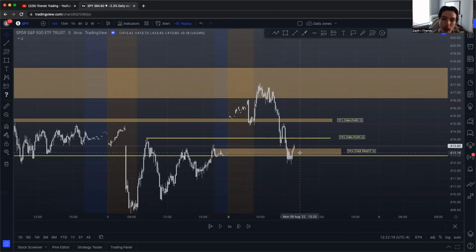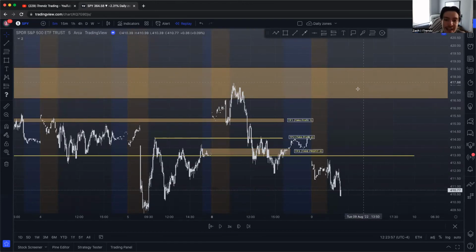Just look for a retracement back up to these take profit levels. And if I'm liking the structure at that point, I might re-enter for a short and re-identify some take profit levels. But anyway, let's move on to our next example here.